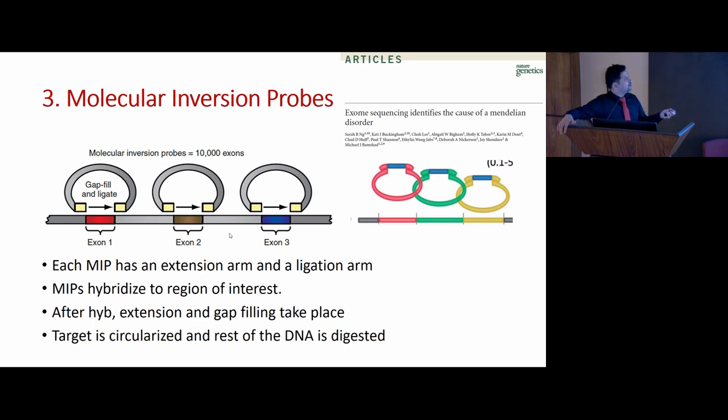You can use a lot of these MIPs. These MIPs bind to regions complementary to what you are trying to capture. They copy this region in a reaction called gap fill and ligate to create a circle.